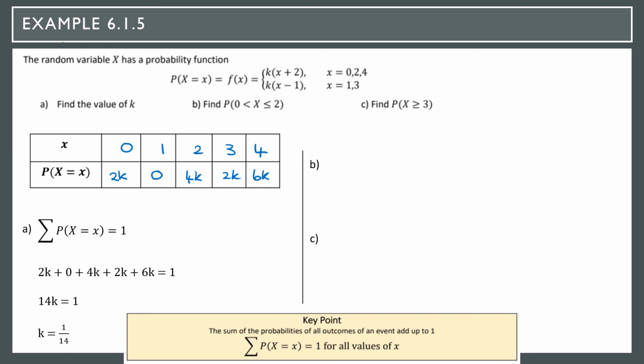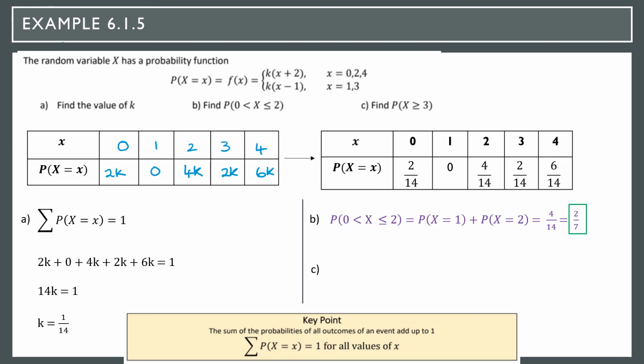part C. So part B asks us to find the probability that x is greater than 0 but less than or equal to 2. So similarly to what we were looking at earlier, we need to consider all the values for x which satisfy this condition. So in this case we have when x is 1 and when x is 2, and we need to add those associated probabilities. In this case, the probability that x is 1 is just 0, so we are left with 4 over 14, which we can just simplify to 2/7.